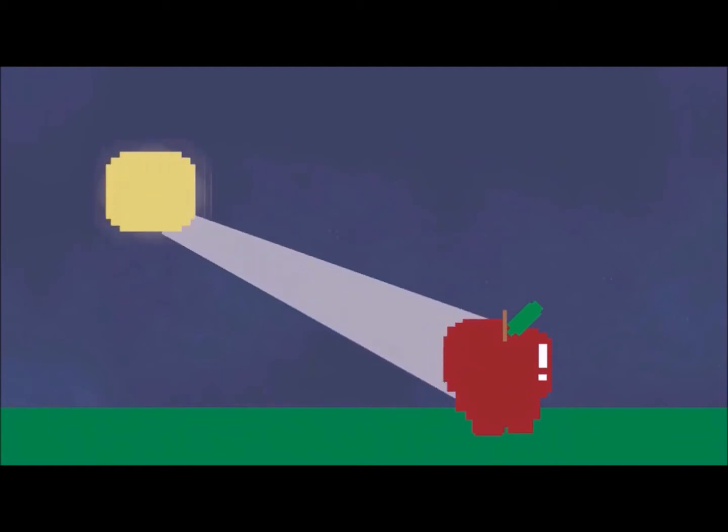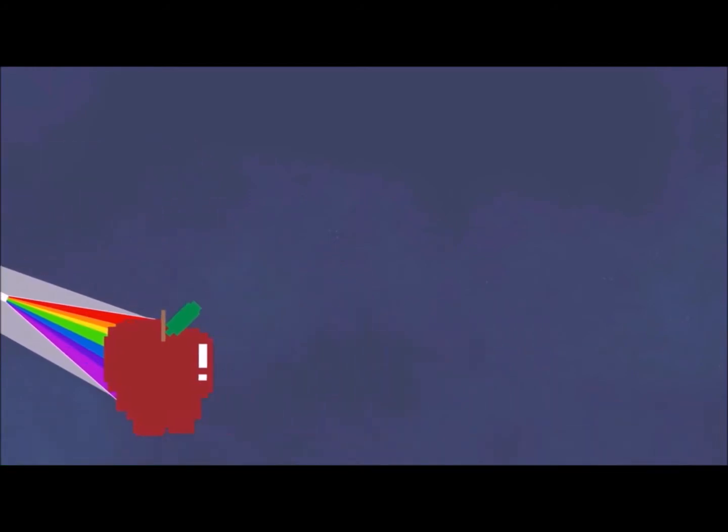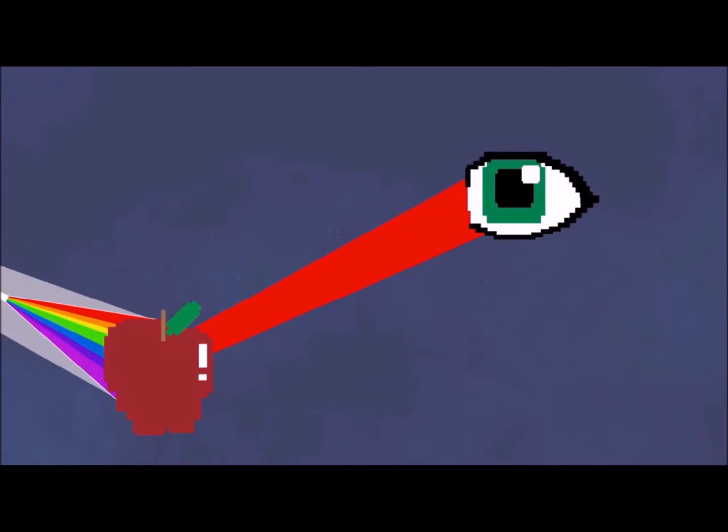For example, let's think about eating a nice crisp apple on a warm day. The white light from the sun that's hitting the apple can be broken down into all the wavelengths of visible light. However, most of the colors except red are absorbed by the apple. The red light is reflected off the apple's surface and reaches our eyes, causing us to perceive the apple as being red. The color is essentially just a sensation.